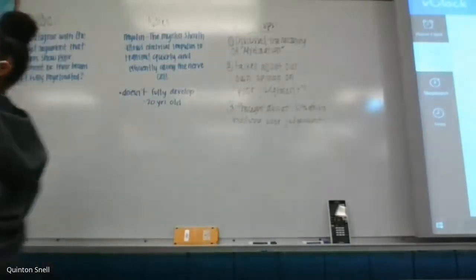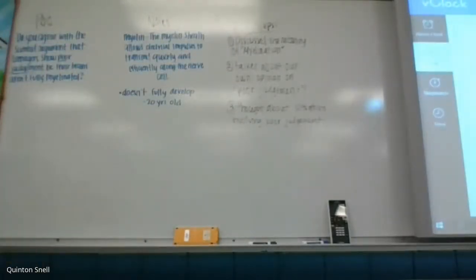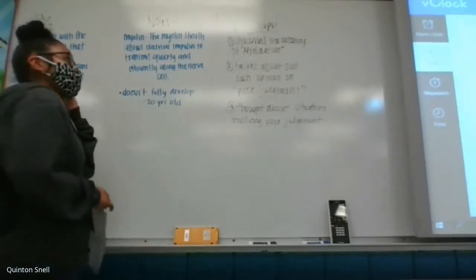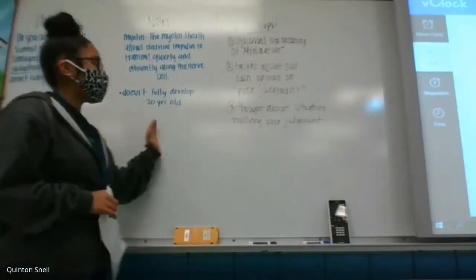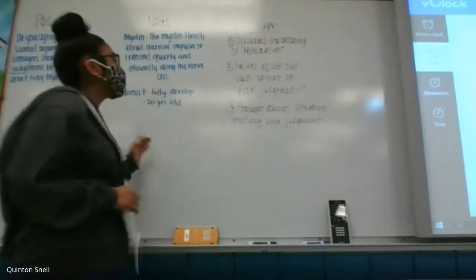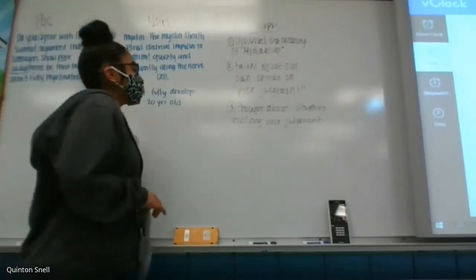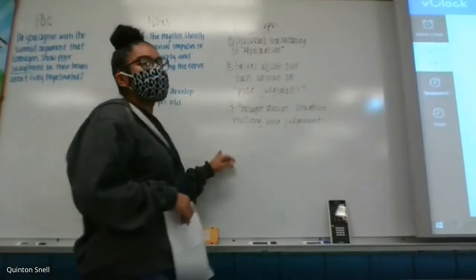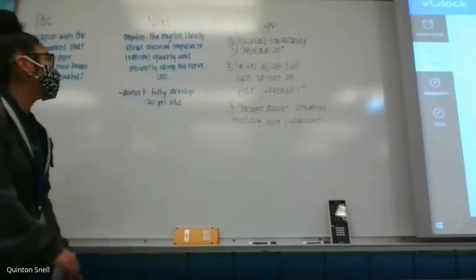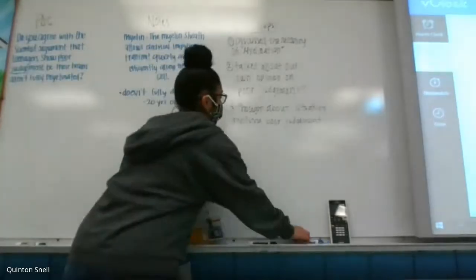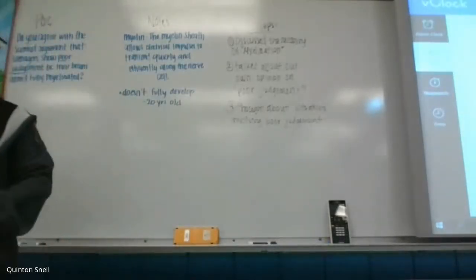Okay, my PhD was, do you agree with the scientists' argument that teenagers show poor judgment because their brains aren't fully myelinated? So we discussed the meaning of myelination. And then we talked about our own opinion on poor judgment. And then number 3, we thought about situations involving poor judgment. And my aha moment.